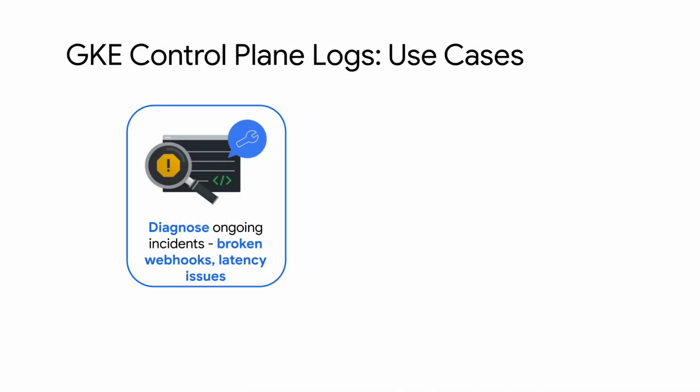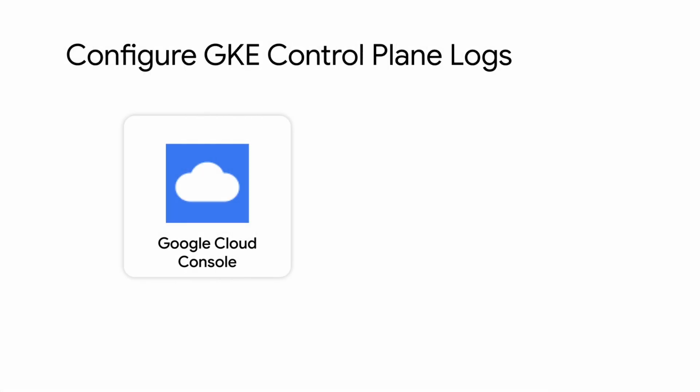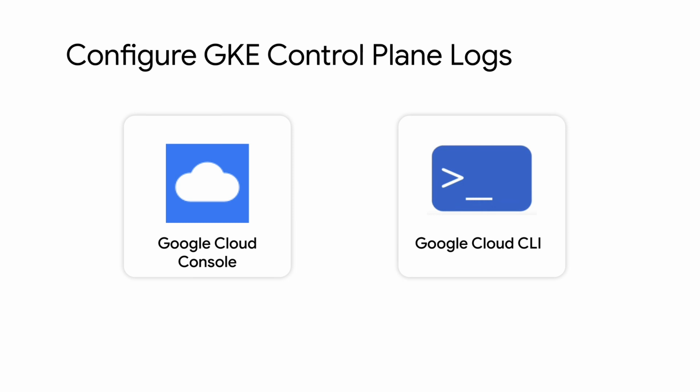Control plane logs can be really useful in a variety of situations, especially the following. Diagnosing ongoing incidents with the workloads or worker nodes, for example, broken webhooks or latency issues manifesting as kubectl command timeouts. Identifying potential control plane outages, for example, you are unable to schedule workloads or the cluster is inaccessible. You can configure control plane logs using the Google Cloud Console or the CLI when creating a GKE cluster or for an existing GKE cluster by editing the configuration at any time.